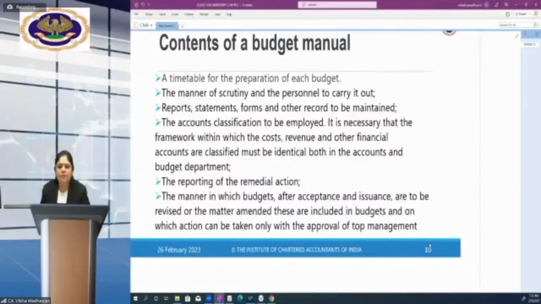All right. The reporting of the remedial action. Who is going to report? Who is going to check the deviations? Who is responsible? Everything is stated out. The manner in which the budgets after acceptance and issuance are to be revised or amended. Even if the budgets are made, we have to update the budget. So when and how the budgets will be updated, when and how it will be amended, when and how the approval has to be taken, and when and how the updated budget will be implemented. Everything is mentioned in the budget manual. I hope you've understood. This is very important, the budget manual.